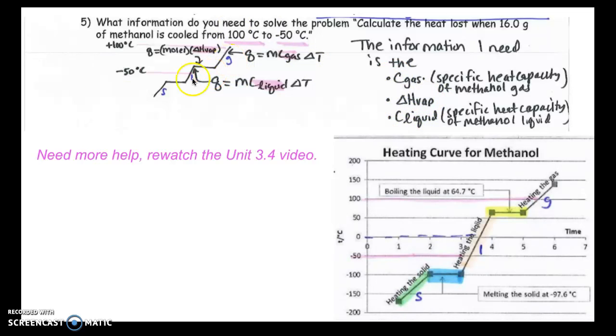All right, so if you need more help on how to do this, make sure you rewatch the 3.4 video because it shows you how at each segment, at the diagonals you're using Q equals m c delta T, and on the horizontal portions of the heating curve using moles times either delta H vaporization or delta H fusion.